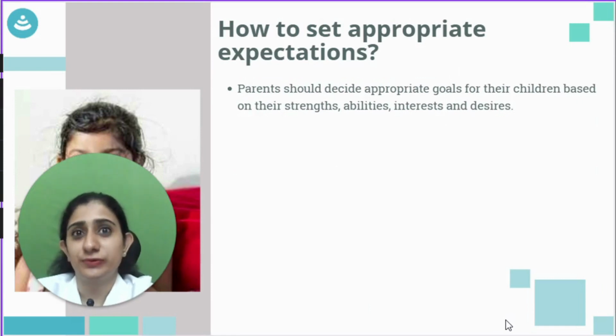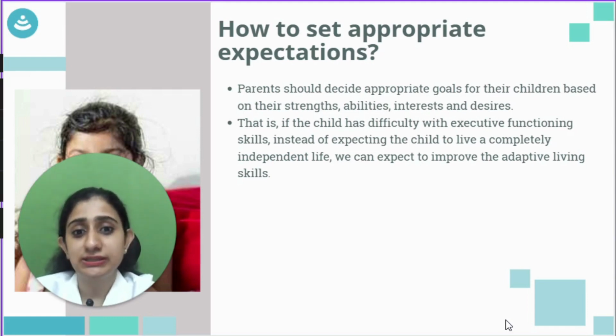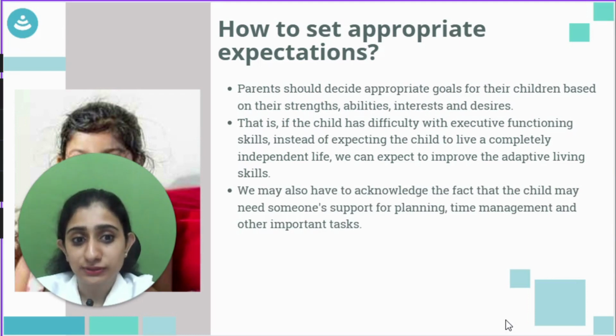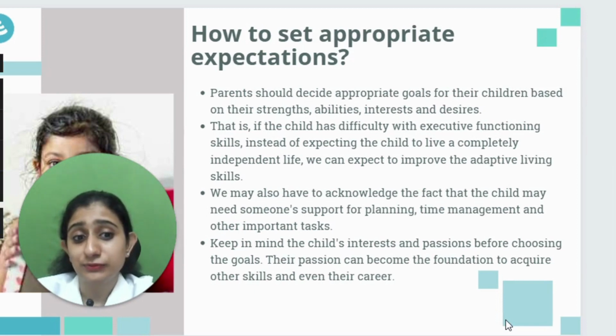So how do we set the appropriate expectations? Parents should decide appropriate goals for their children, truly based on their child's strengths, abilities, interests, and desires. That is, if the child has difficulty with executive functioning skills, then instead of expecting the child to live a completely independent life, we can expect to improve the adaptive living skills. We may also have to acknowledge the fact that the child may need someone's support for planning, time management, and other important tasks. Keep in mind the child's interests and passions before choosing the goals. Their passions can become the foundation to acquire other skills and even their career.